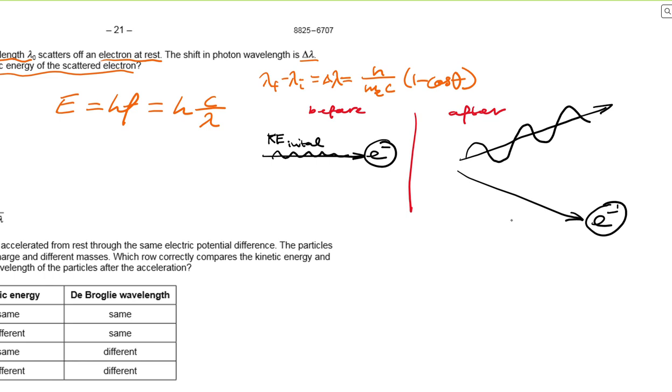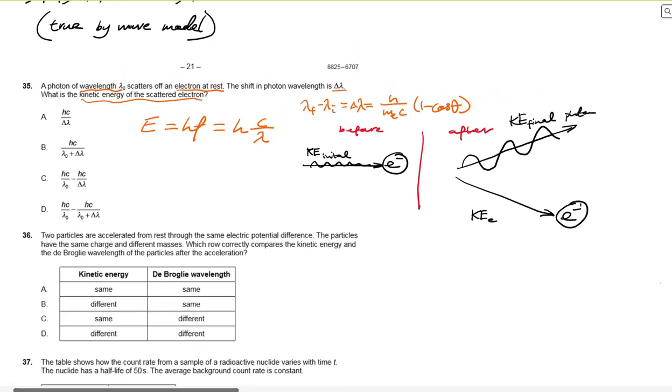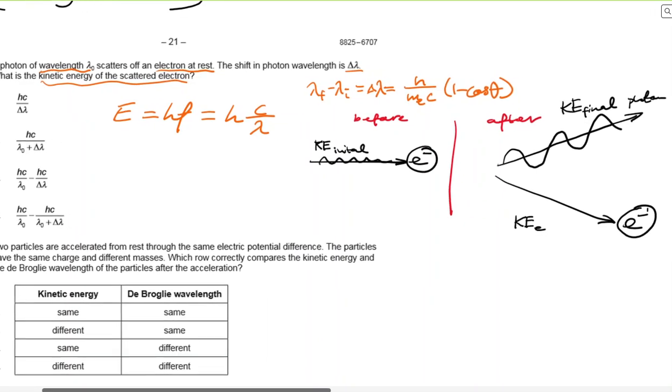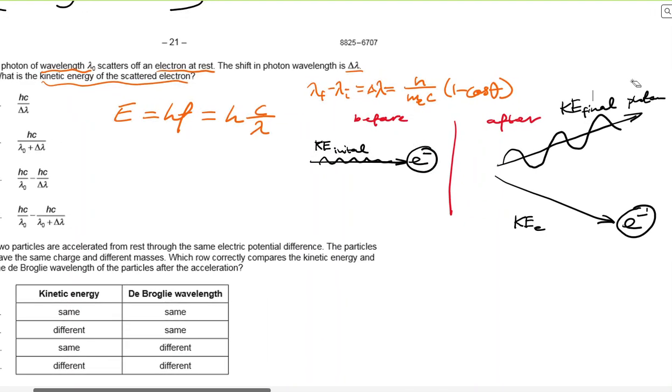And so now energy is lost to the electron, right? So now we have the kinetic energy of the electron and the kinetic energy final of the photon. So what we can do is find both the final and initial energies of the photon using this formula.